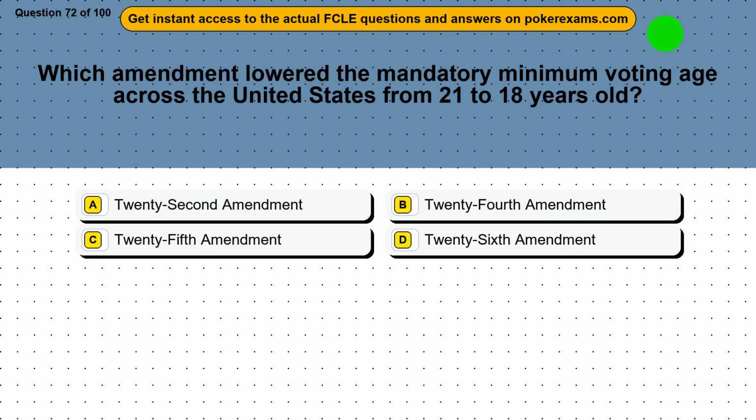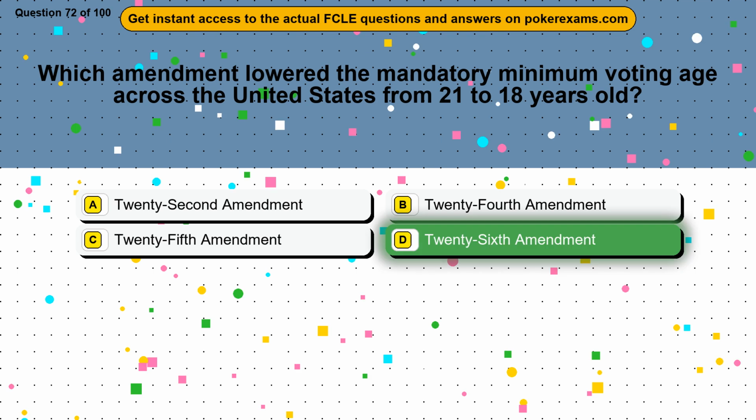Question 72. Which amendment lowered the mandatory minimum voting age across the United States from 21 to 18 years old? Option A, 22nd Amendment. Option B, 24th Amendment. Option C, 25th Amendment. Option D, 26th Amendment. The correct answer is option D, 26th Amendment.